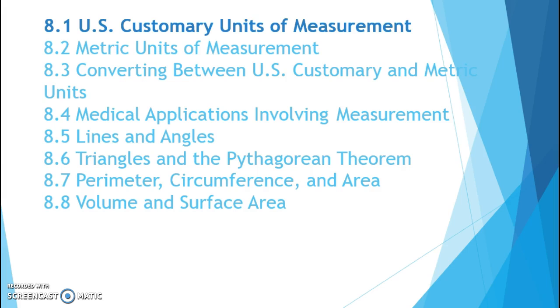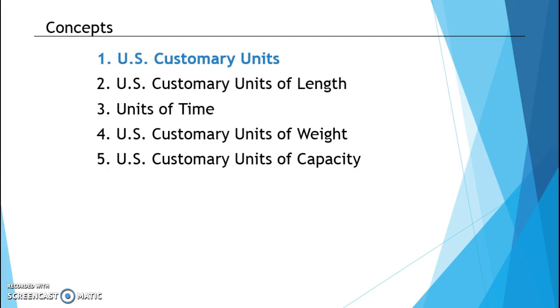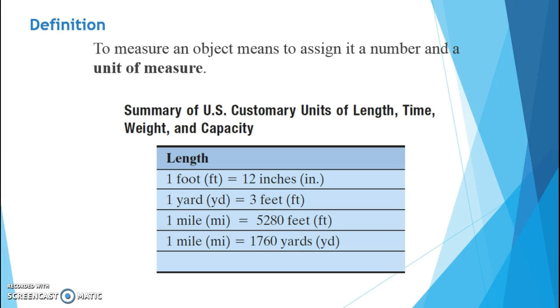So again, we're just going to cover the first 3 sections this week, and then we're going to move into the other part next week. So first is the customary units of measurement. So what we're talking about here are the things that we use in the United States to measure length, weight, and capacity, and also time. So you're probably very familiar with this system. This is something that we all use on a daily basis for the most part.